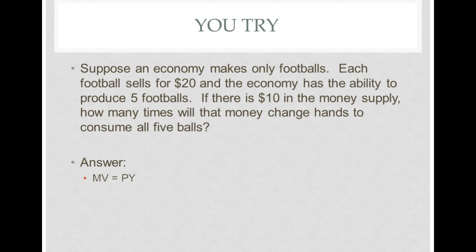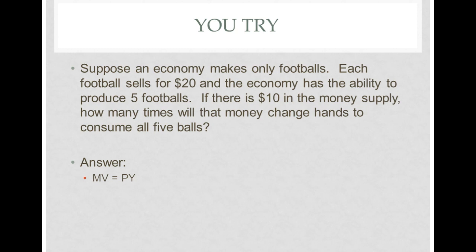Okay, so again, looking at our equation, MV equals PY. We can tell from the problem that the right side of the equation, P, is $20, since the footballs are all $20, and we can produce 5 of them, Y. So P times Y on the right side is going to be 20 times 5.